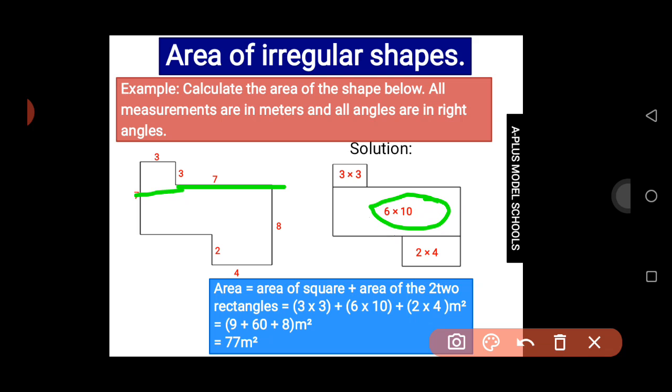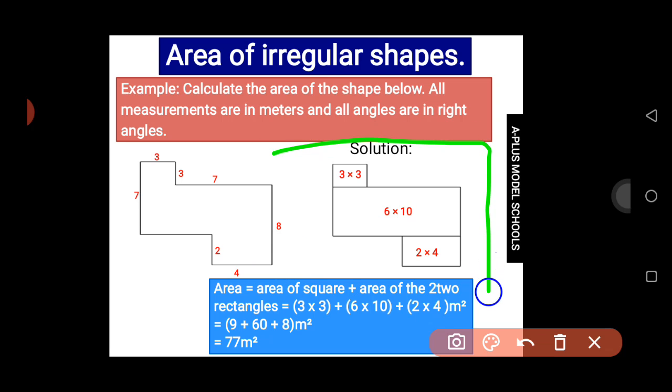Now going to this shape C, I have from here to here to be 2 centimeter, from here to here to be 4 centimeter. So that is 2 multiplied by 4, which will give me a rectangle as well. So if I want to look for the area of the shape, I have divided the shape into one square, a square, and two rectangles.